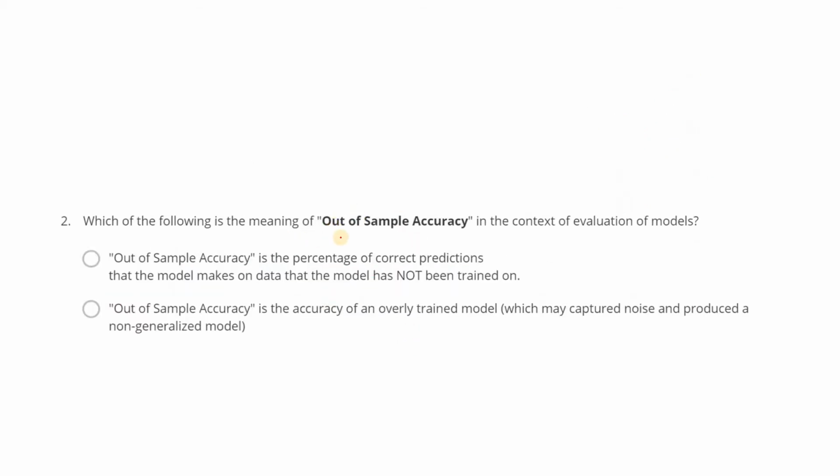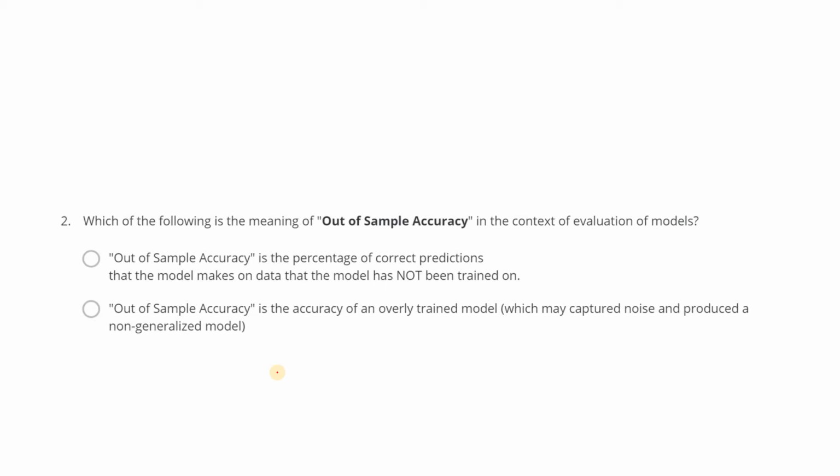Which of the following is the meaning of out of sample accuracy in the context of evaluation of models? Option A, out of sample accuracy is the percentage of correct predictions that the model makes on the data that the model has not been trained on. And option B, out of sample accuracy is the accuracy of an overfitted model which may capture noise and produce a non-generalized model. Now pause my video, try to think about the correct answer.